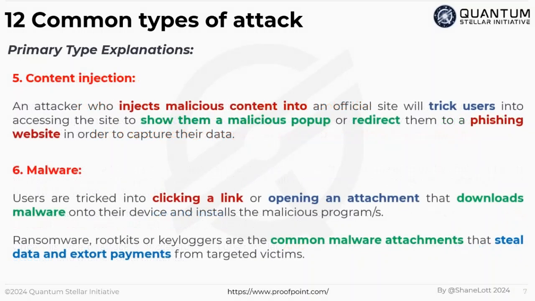So the second one is content injection, and I've numbered these so that you can go back and refer to the primary list with the actual type of attack number. That's why their numbers aren't in sequence. But number 5, a content injection, actually injects malicious content or adds malicious content into an official site. Again, that will trick users into showing them a malicious pop-up or direct to a phishing site in order to capture their data. Again, to try and trick you into surrendering the data voluntarily.